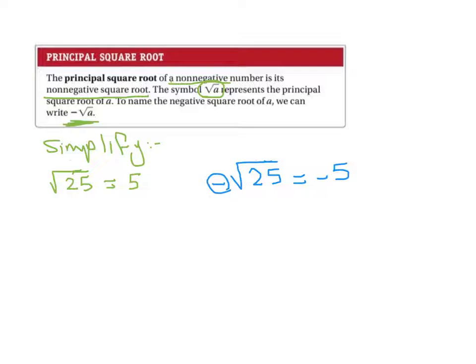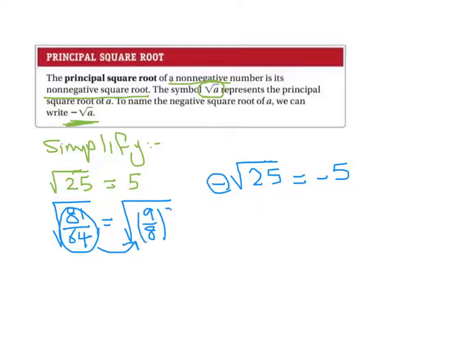What about radical 81 over 64? So here we can distribute the radical, or we can write 81 over 64 as 9 over 8 all to the power of 2. So it is equal to 9 over 8.